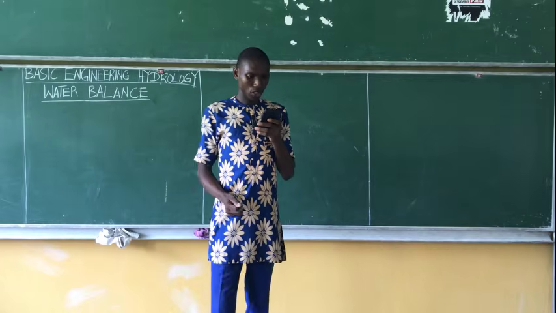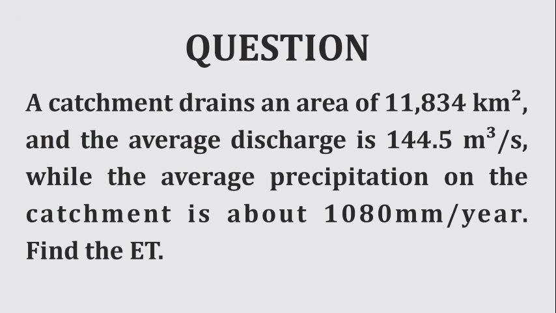So the question says a catchment drains an area of 11,834 kilometers square and the average discharge is 144.5 meter cube per second, while the average precipitation on the catchment is about 1080 millimeter per year. Find the evapotranspiration.